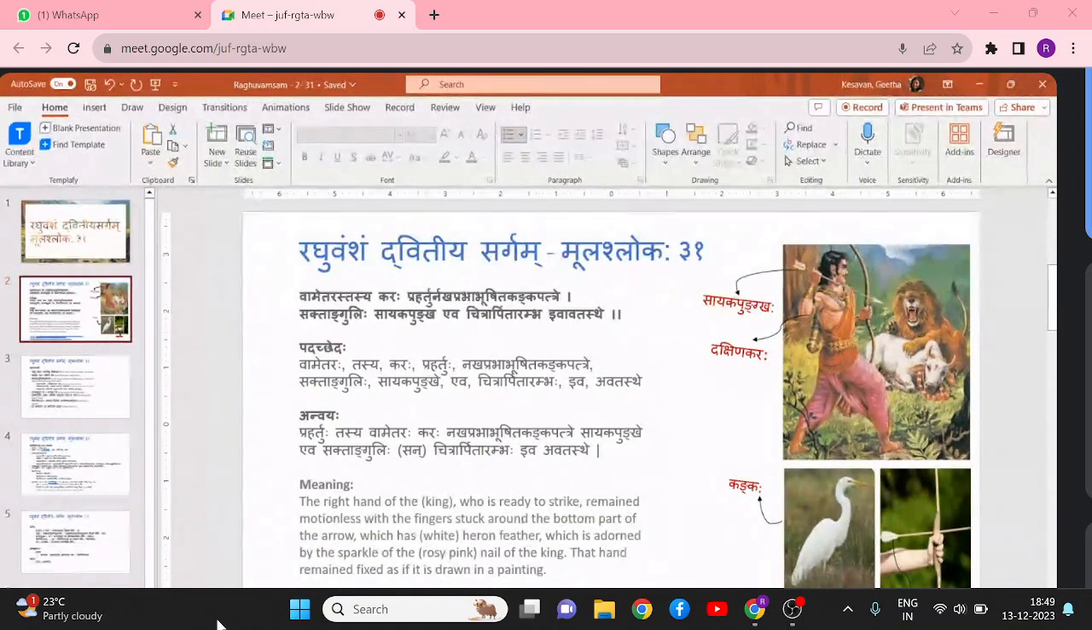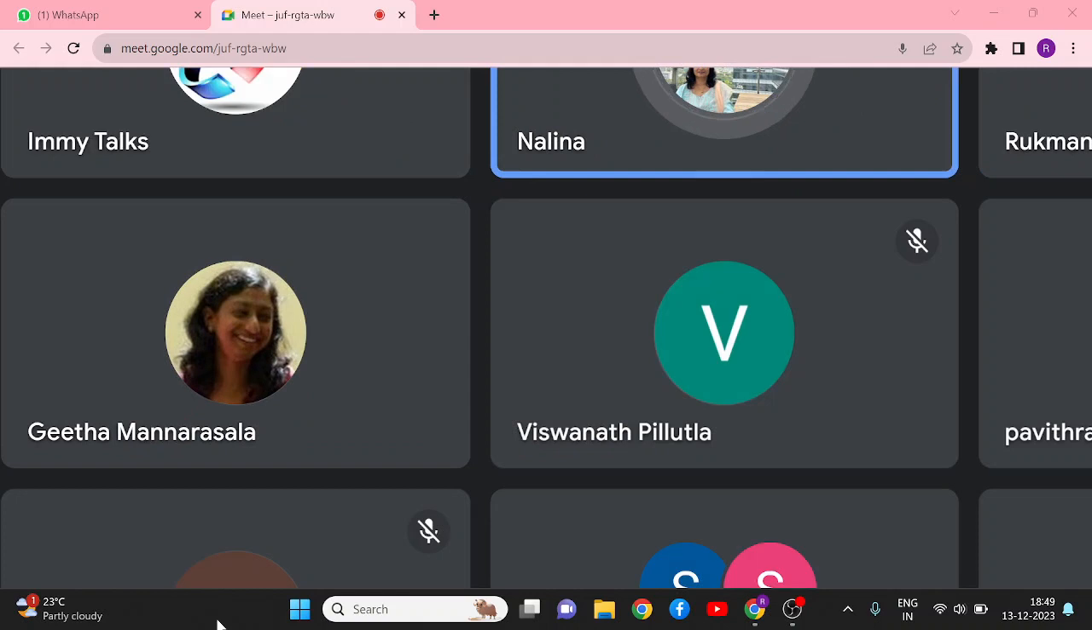So Dileepa's right hand, whose fingers are stuck at the foot or the base of the arrow, where the feathers, I believe, are provided to increase the velocity of the arrow. The feathers are attached at the base, and as Bhagini told, the heron's feathers are wide, and his fingers are stuck at the base of that arrow, tinged with the luster of his nails, and the entire arm was paralyzed as if its action was presented in a picture.